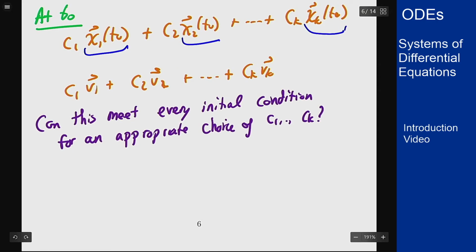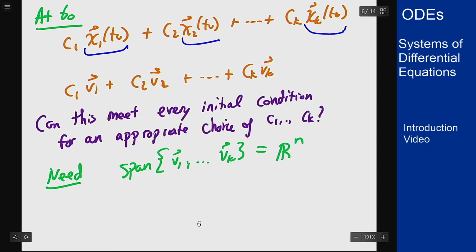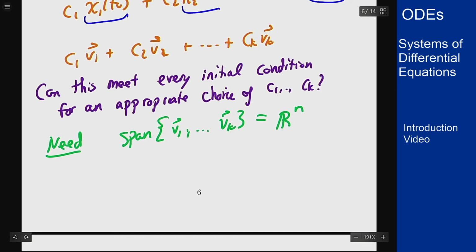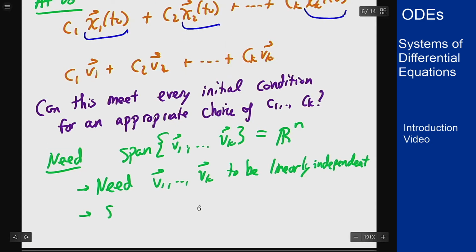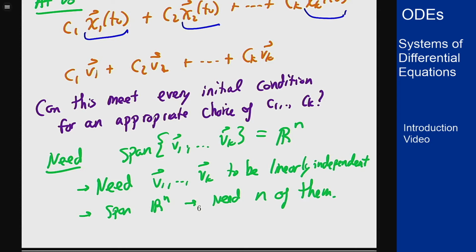If this is going to be true, what I need is that the span of all these vectors needs to be the entire vector space Rn if I want to meet every initial condition. The easiest way to do this is to make sure I have a basis of Rn. That means I need these vectors to be linearly independent, and they need to span Rn, which means I need n of them. So this k here could have been n the entire time. I wanted to leave it general to see what's going on. But the point is, if I want to have a general solution, I must have n different solutions, where n is the number of equations, and they must all be linearly independent.